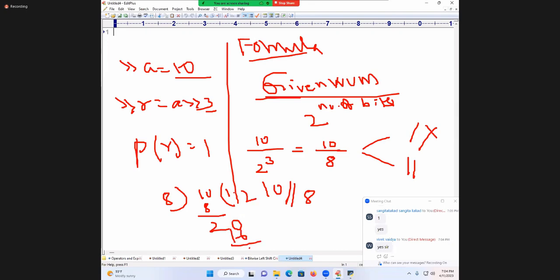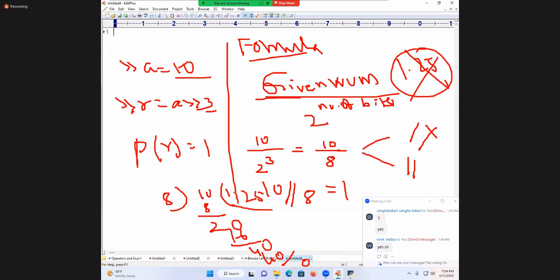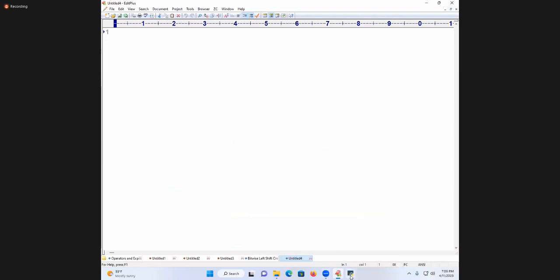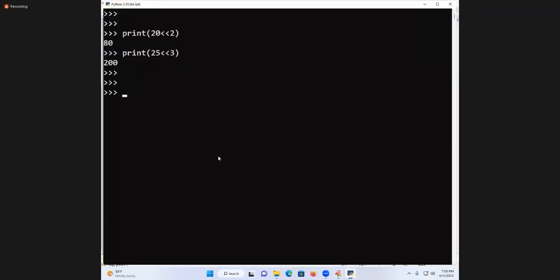If I start here, normally I am doing 8 2s are 16. What is this now? 4. 8 5s are 40. The remainder is 0. But double slash will give you the answer 1 only. If you apply a single slash, it will give you 1.25. But 1.25 is not the answer. What is the answer now? 1.